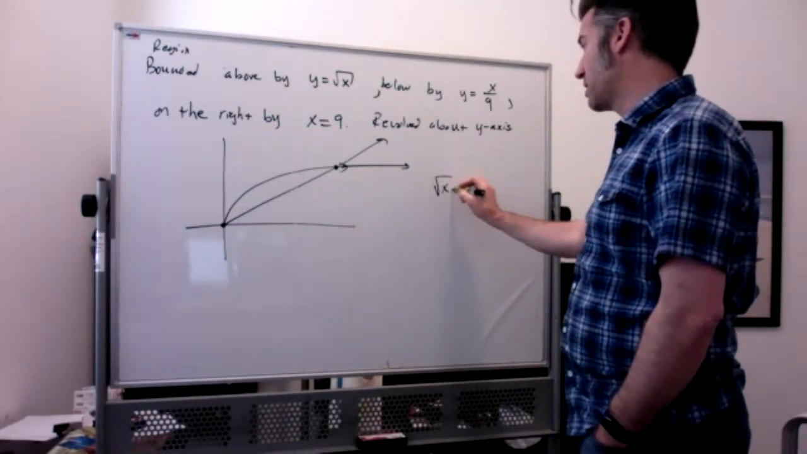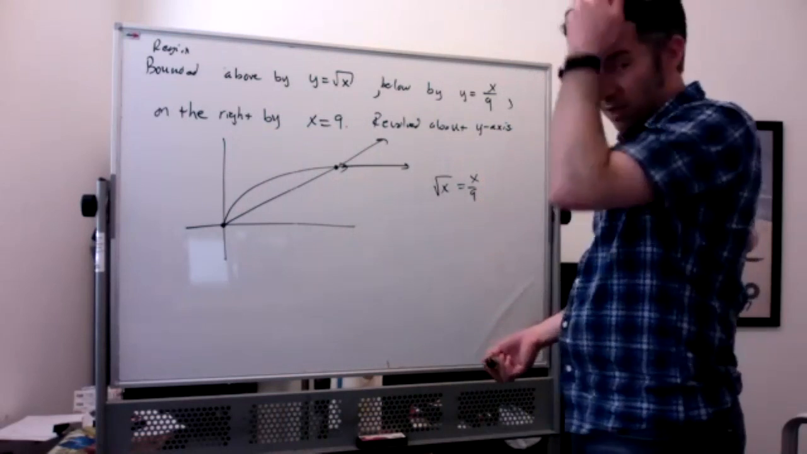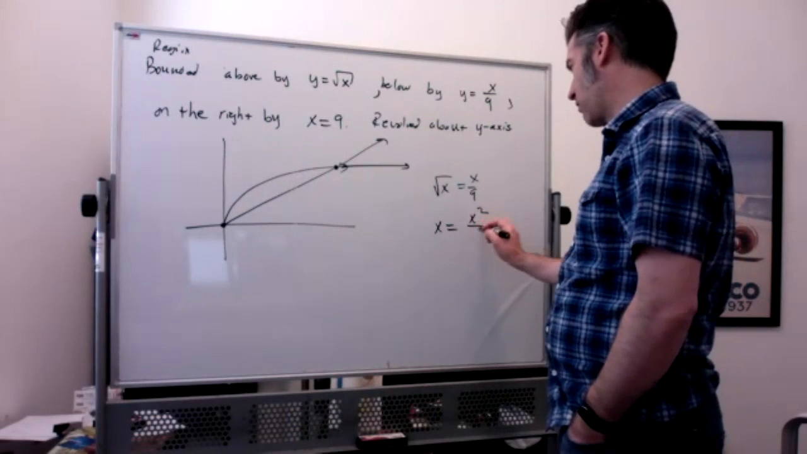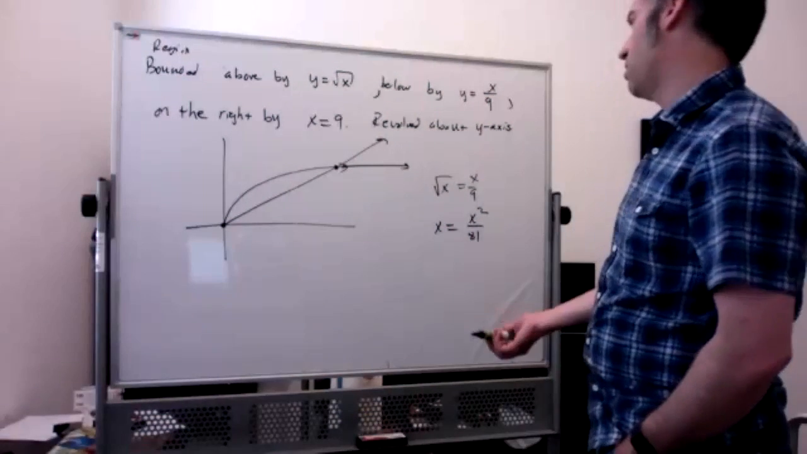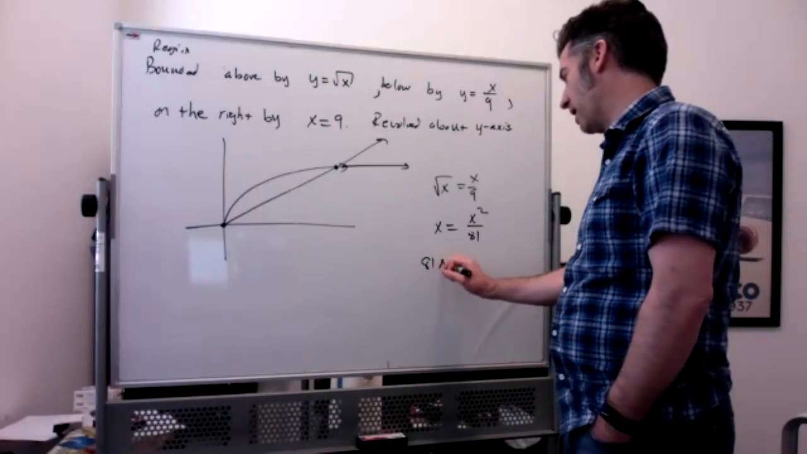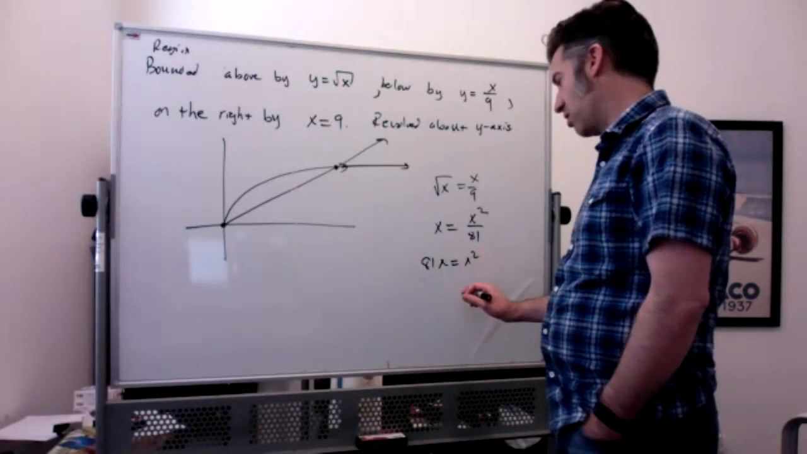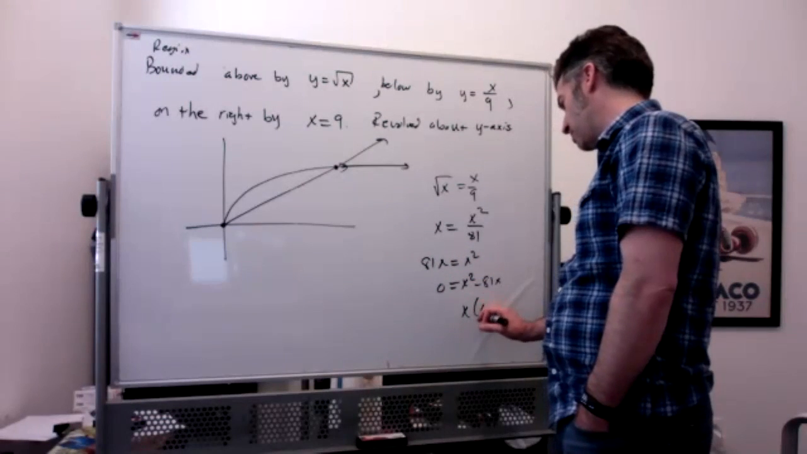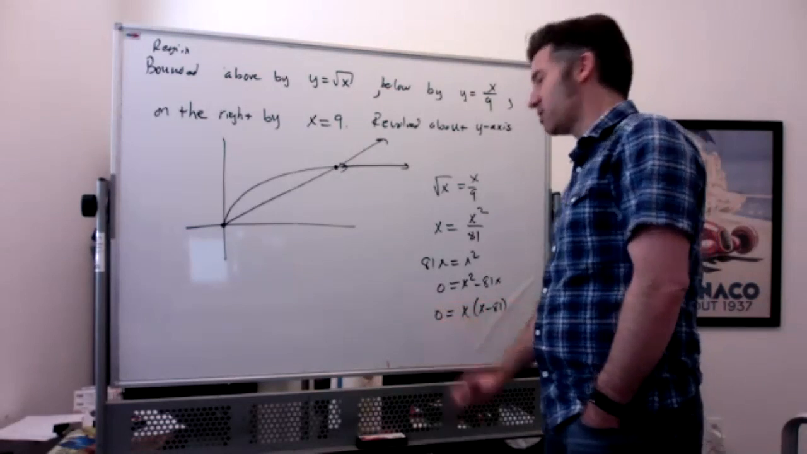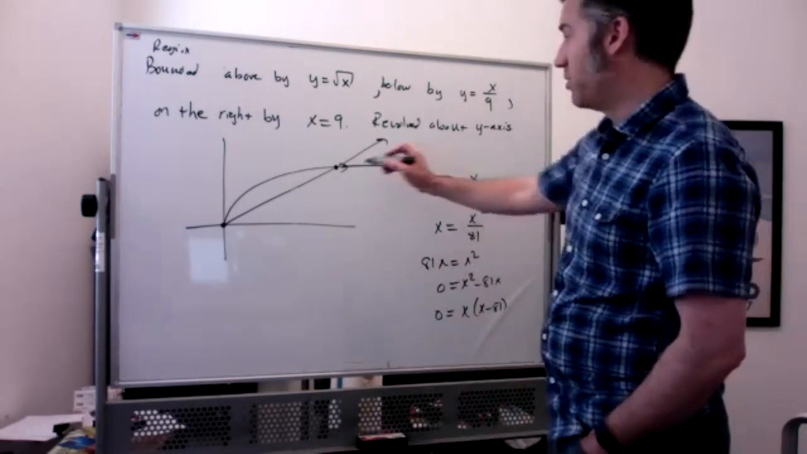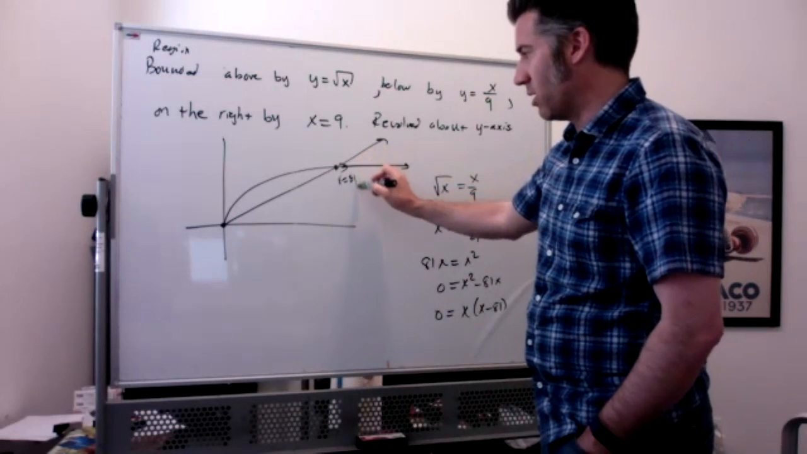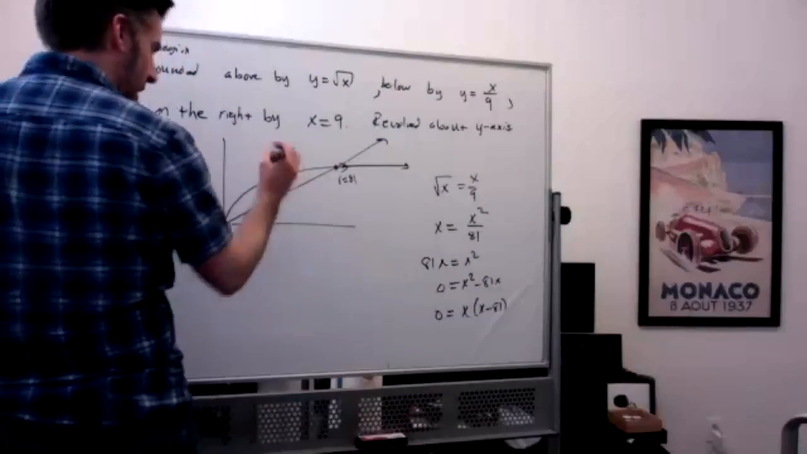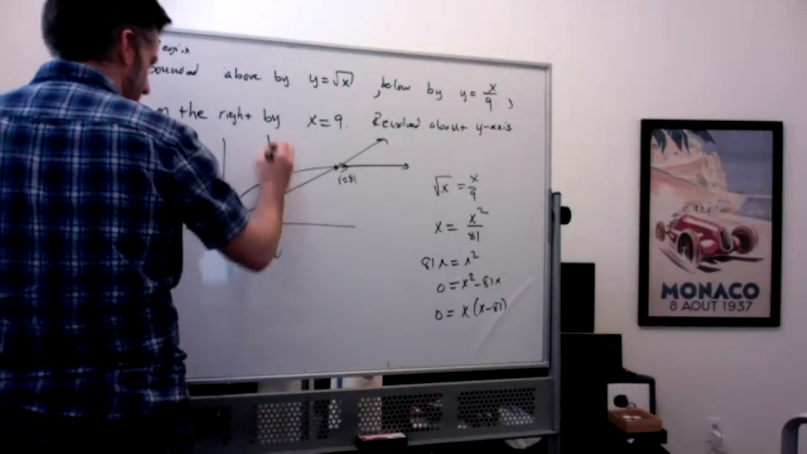I said the square root of x equals x over 9. I'm going to square both sides. So x equals x squared over 81. So 81x equals x squared. So x squared minus 81x equals 0. So x times x minus 81 equals 0. So 81 is where they intersect. This point of intersection is x equal to 81. So clearly x equal to 9 is way left of that. I'm not going to draw it perfectly to scale. I'm just going to say x equal to 9 is right there.